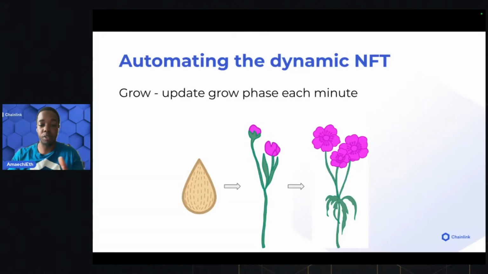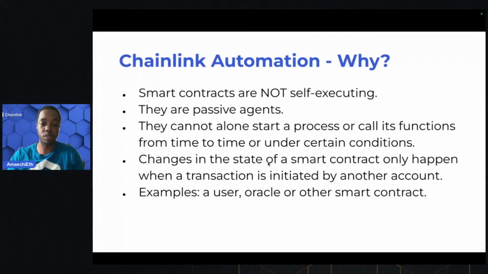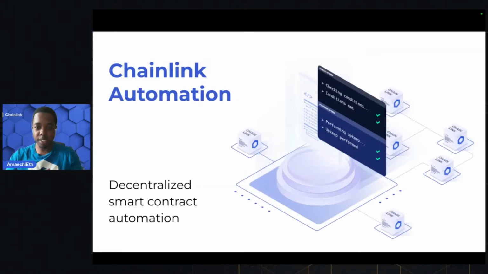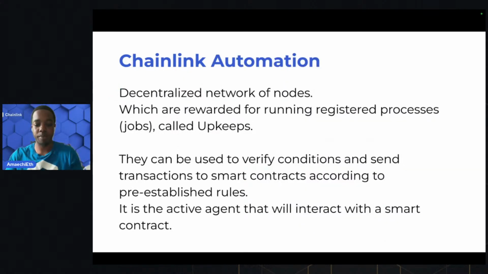So let's just go back a few slides to get our flower from the stage of being a seed into the stage of being partially grown. That has to be a function call made to our smart contract. This is where Chainlink Automation comes in. Chainlink Automation essentially works in two parts. We've got the check upkeep part and the perform upkeep part. So let's just explore exactly what that means.